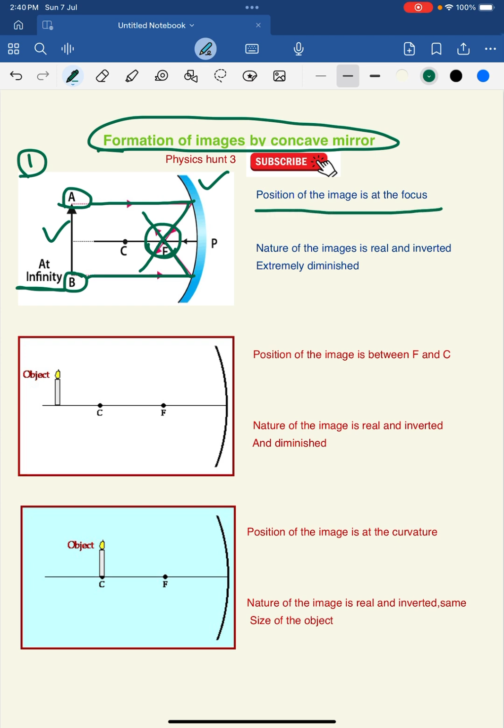What is the nature of the image? Yes, the nature of the image is real and inverted, extremely diminished and point sized.